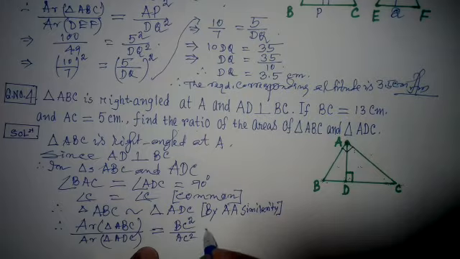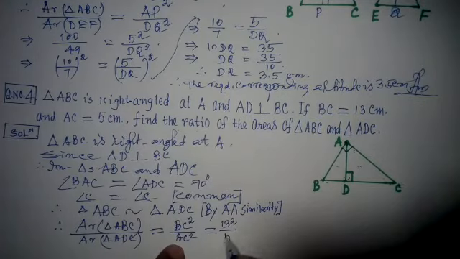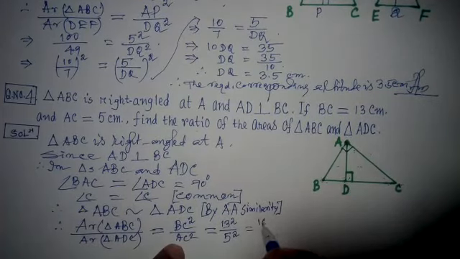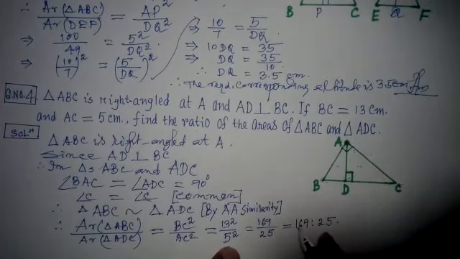Now I continue. The value of BC is given as 13, so I write 13 squared, and AC is given as 5, so 5 squared. Now 13 squared is 13 into 13, which is 169, and 5 squared is 25. Written as a ratio, it is 169 to 25.